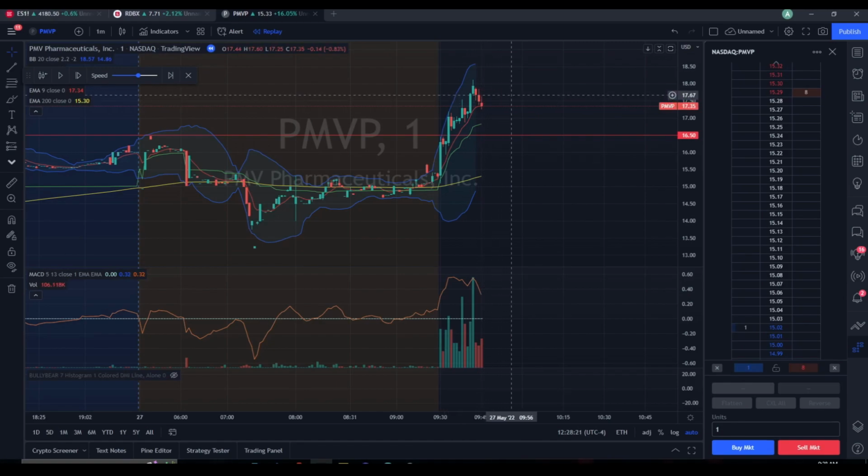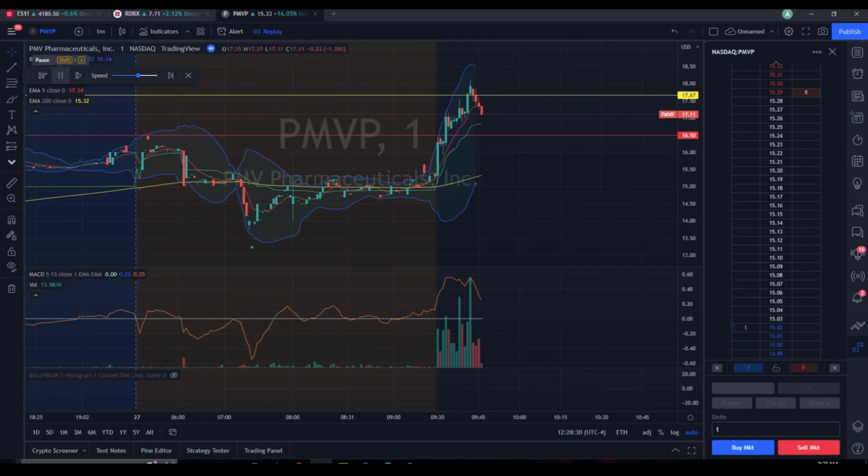So let's just go ahead and say like right here. We saw the break of that high candle going down lower on a red candle. So that's probably a pretty good entry. So then we see the stock drop.